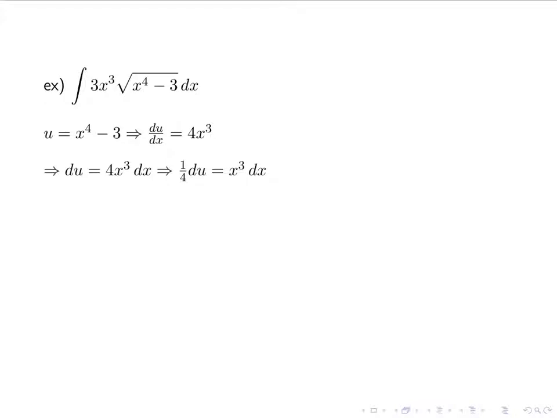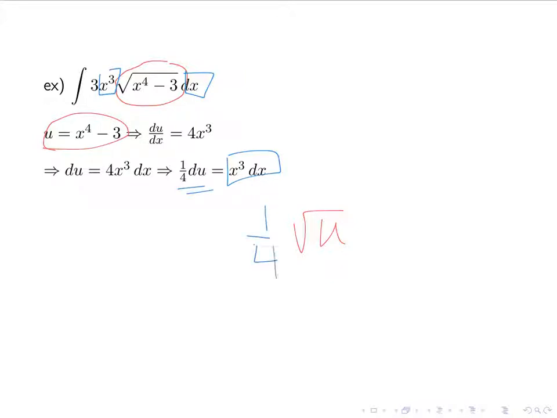And then I'm going to start looking at my substitution. So I have the square root of x to the 4th minus 3. That's going to become the square root of u. My x cubed dx. Remember, this is multiplication. The order doesn't matter. So the fact that the square root of x to the 4th minus 3 is in the middle there doesn't matter. It's the same thing as x cubed dx. Okay, that's going to become my 1/4, which again, coefficients go out front, du.